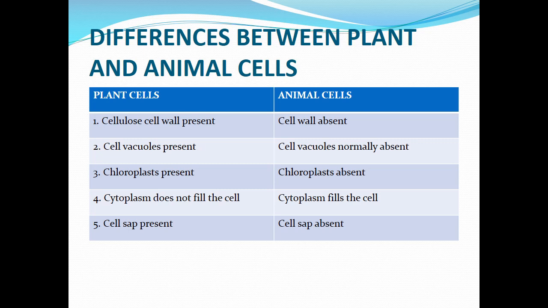So in plant cells, we have cell wall, vacuoles, chloroplast, cytoplasm that does not fill the cell, and cell sap. These are present in plant cells. And then in animal cells, cell wall is absent, vacuole is absent, chloroplast is absent, cytoplasm fills the cell, and cell sap is absent. These are the differences between plant and animal cells.